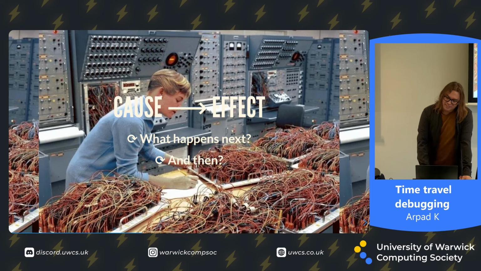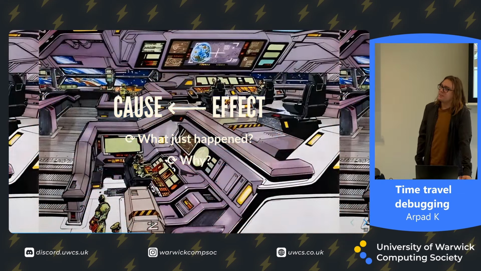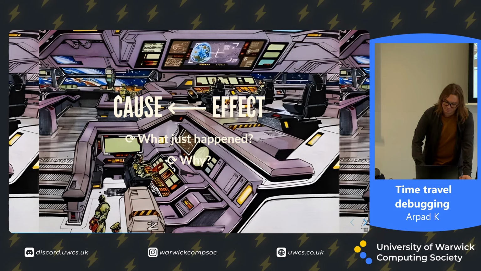What if this is a bad idea, what if we do the opposite? What if we flip this arrow and we go from effect to cause? So instead of asking what happens next, we're going to keep asking what just happened? What happened to get me here? And instead of asking and then what, we're going to ask why, what was the change? This seems a little sci-fi crazy, but let's see if we could make it happen.